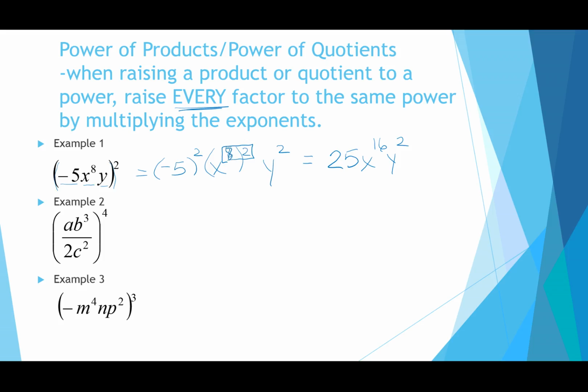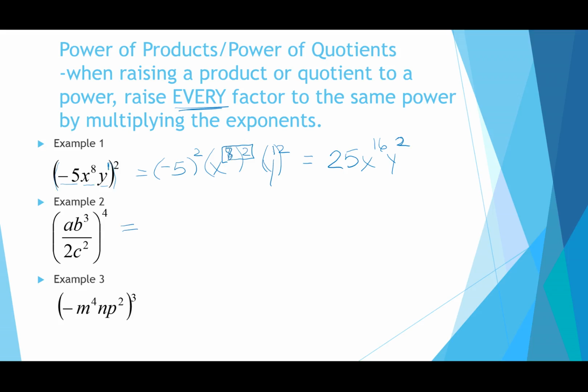Now, if it helps you to understand that we have still multiplied the exponents, on the y there is an understood 1. So we have raised y to the 1st power and squared it. So 1 times 2 is still going to give us y squared. But since that's an understood 1, we just go ahead and do the multiplication and put y to the 2nd power. Okay? Now, for example 2, let's look and see.